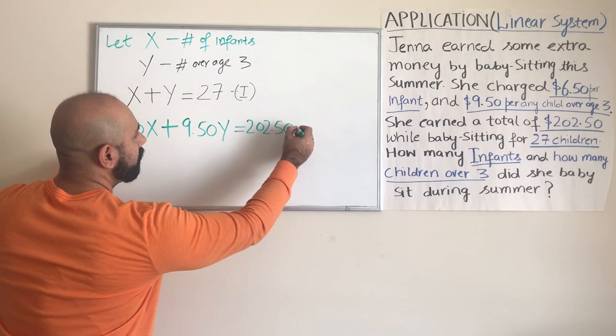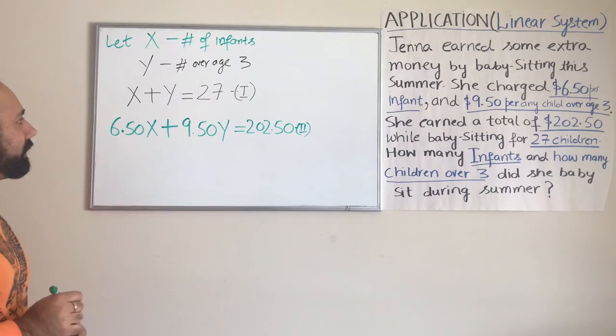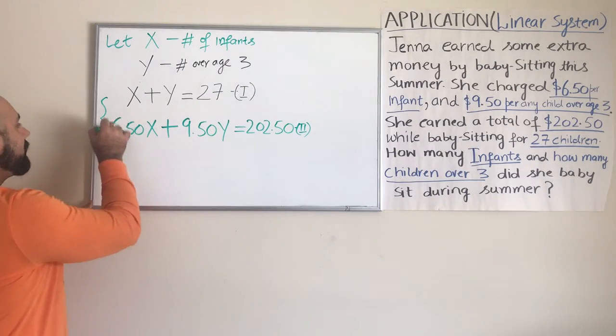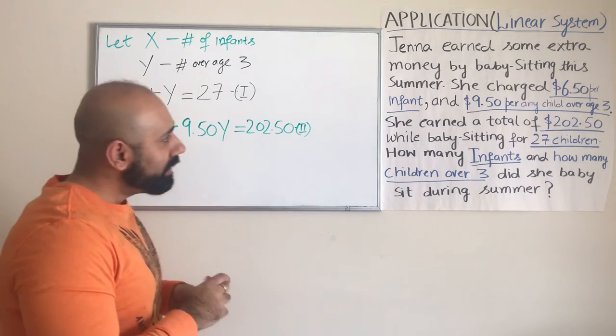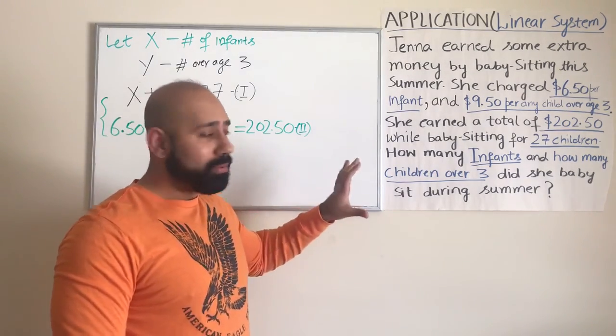And this is like my equation 2. Okay, so we have the first equation, we have the second equation. So what happened here, guys? We underlined, which I had already done that. So we underlined the key pieces of information.